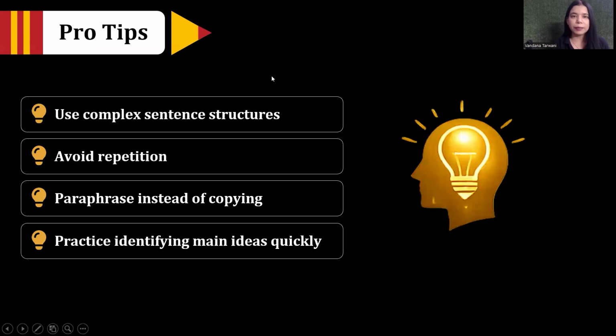Now, these are some tips that you must not forget on the day of your exam. Number one, use complex sentence structures, avoid repetition of ideas, paraphrase the language instead of copying, and practice identifying main ideas quickly. You'll have to train yourself on this, reading different texts, identifying the main idea as well as supporting details.